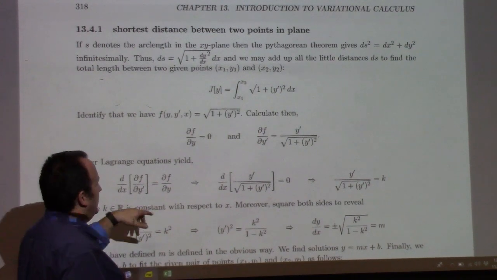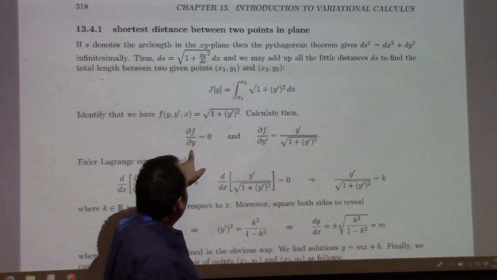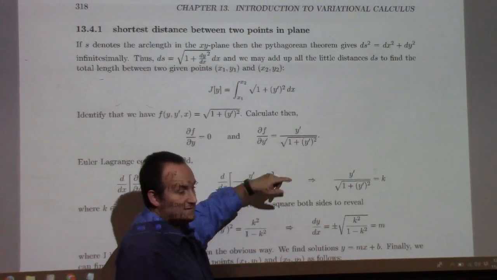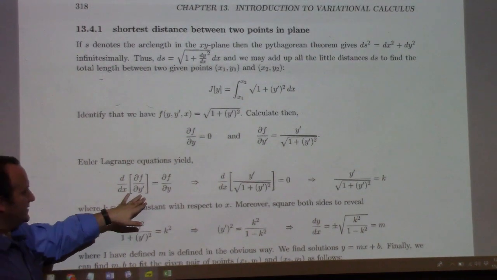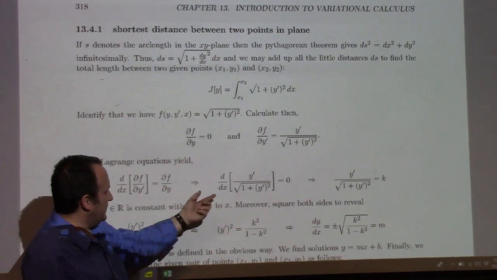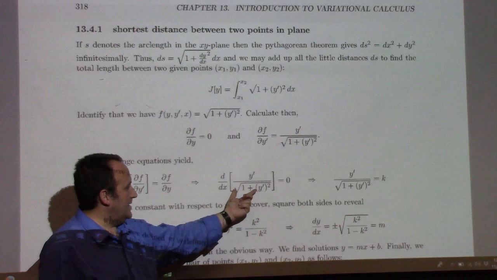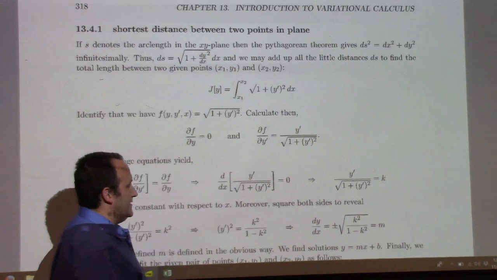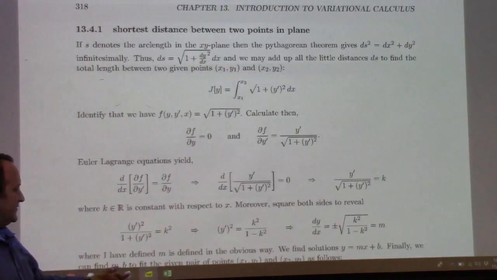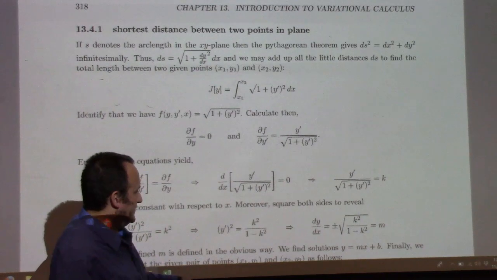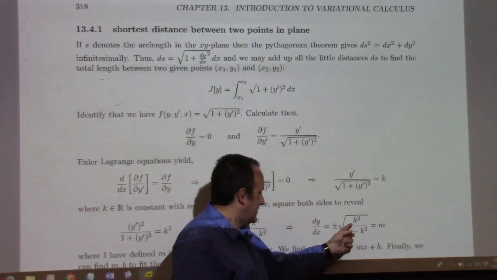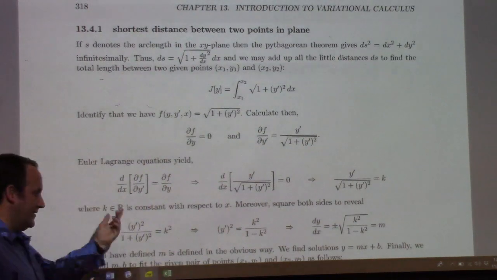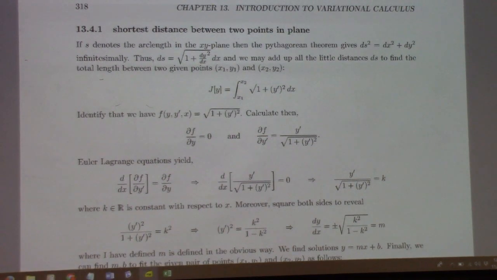And so in this case, partial f partial y is 0, partial f partial y prime works out to that. And then the Euler Lagrange equations lead us to d/dx of partial f partial y prime is this. And so if that's equal to 0, that means that this is equal to a constant, right? And if that's equal to a constant, well, you can square both sides, and then you get this, which then gives you that dy/dx is plus or minus the square root of that. Call it m, integrate, you got a line. The shortest distance between 2 points in the plane is a line. This is how variational calculus derives that.